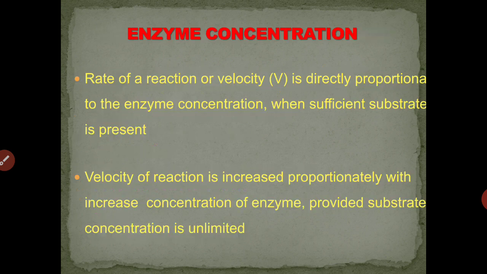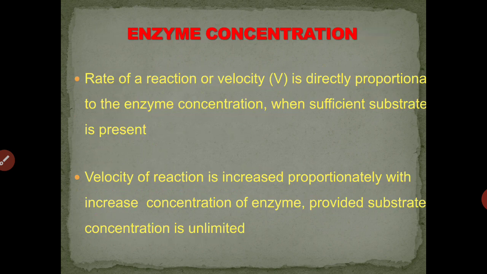The rate of the reaction or the velocity is always directly proportional to the enzyme concentration when you are providing sufficient substrate for the reaction. So here the velocity of the reaction is always proportionately increased with the increase in the enzyme concentration, again when you are providing enough substrate, or unlimited substrates.